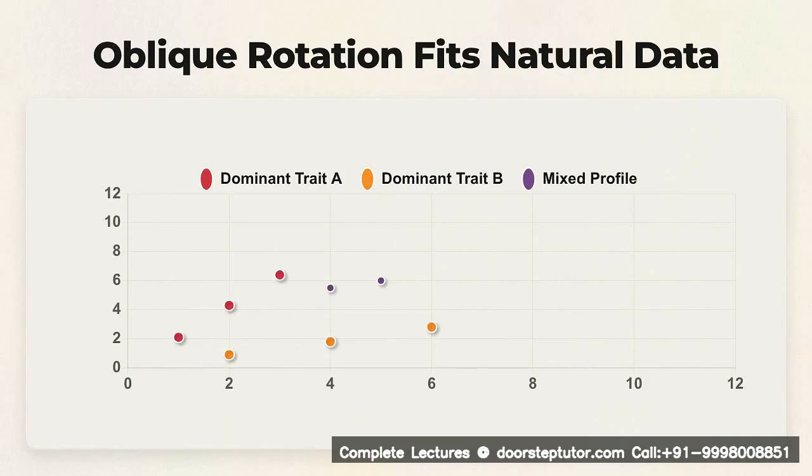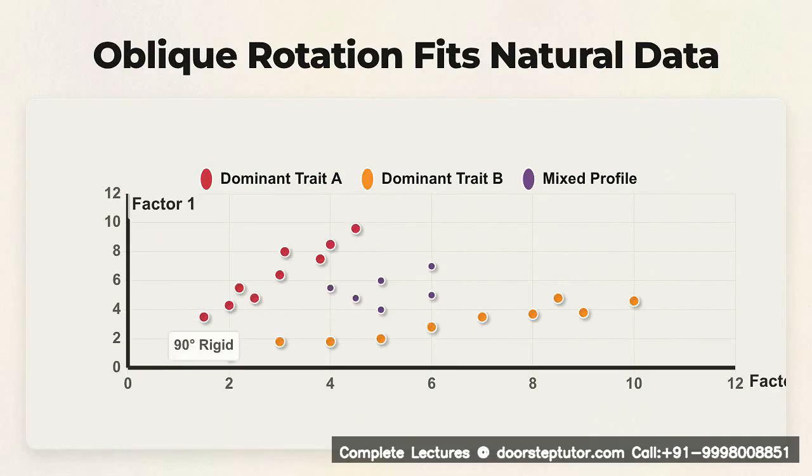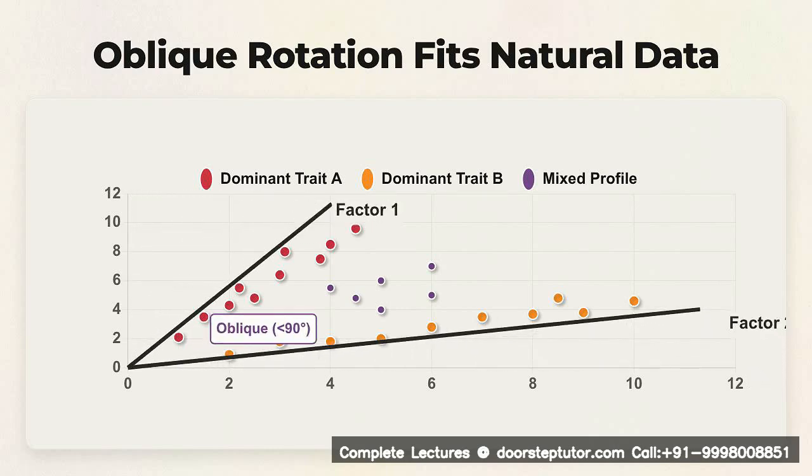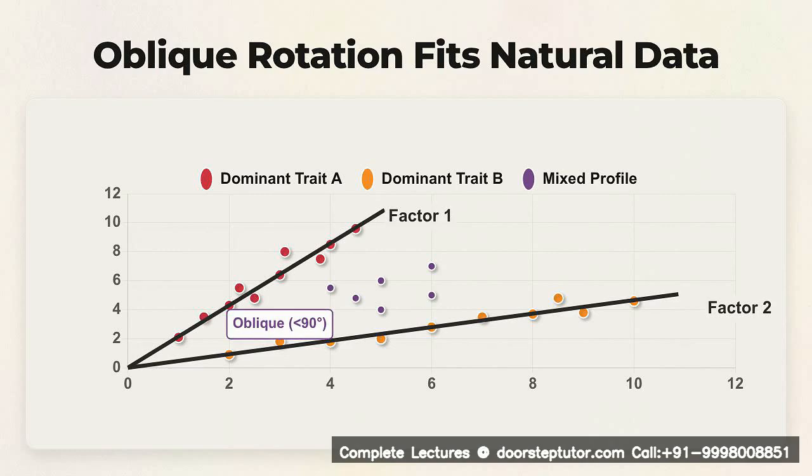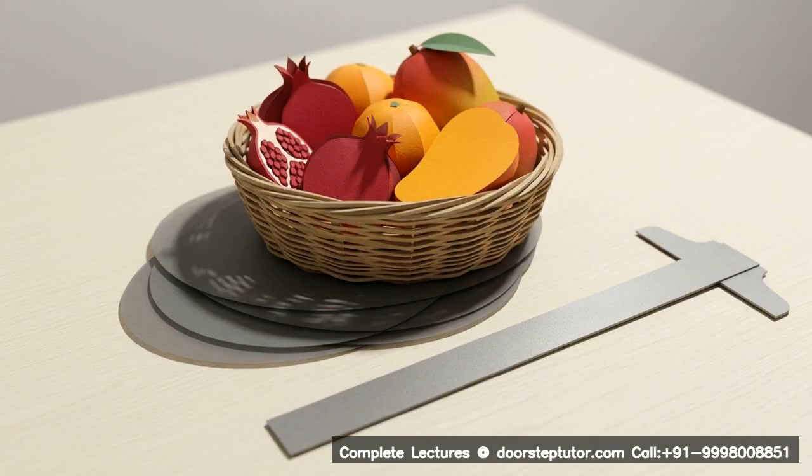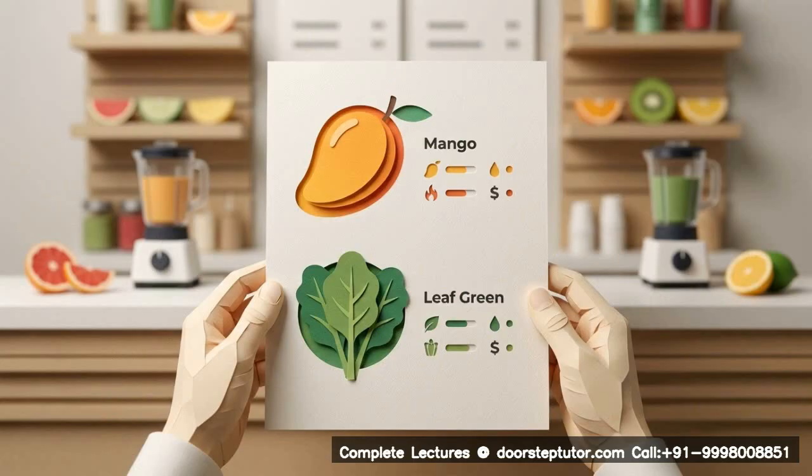Watch the axes on the chart. Instead of holding a rigid corner, the lines unlock. They tilt and bend inward toward one another to trace the nuanced spread of the dots. Allowing the mathematical framework to bend ensures our final categories reflect the overlapping truth of nature, rather than forcing reality into an artificial square. Returning to our juice bar, the paralyzing wall of menu text is gone.